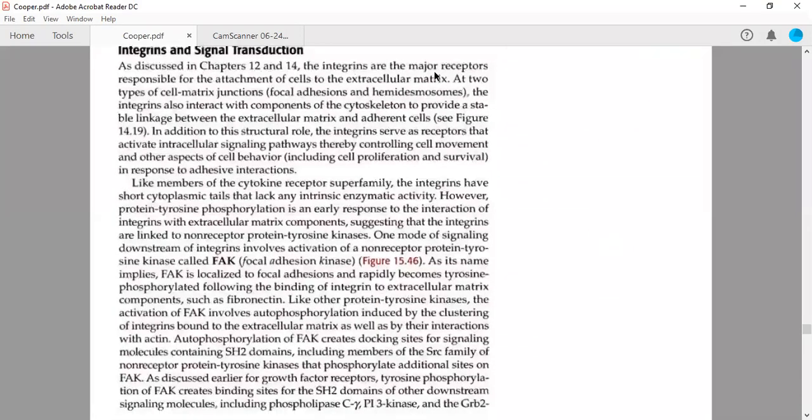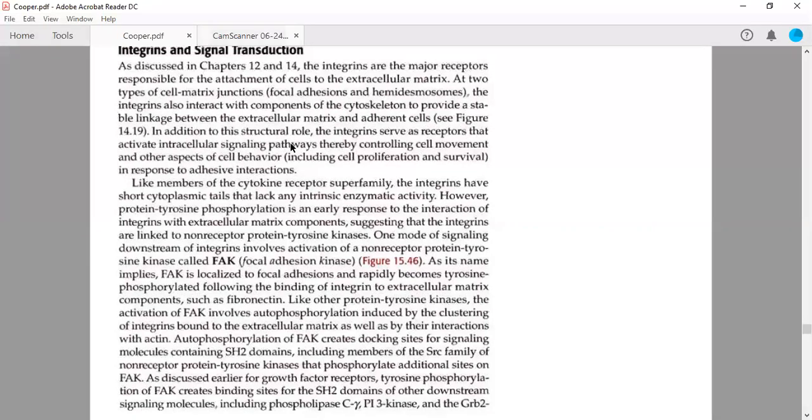These integrins are major receptors responsible for attachment of the cells with the extracellular matrix, as we have seen, at two types of cell-matrix junctions. These are called focal adhesions and hemidesmosomes. I showed you. The integrins also interact with the components of the cytoskeleton to provide a stable linkage between the extracellular matrix and the adherent cell. So in addition to this structural role, integrins serve as receptors that activate intracellular signaling pathways.